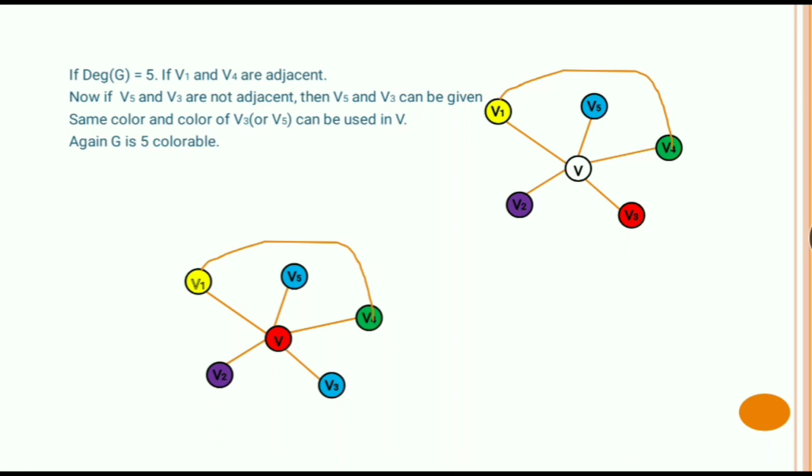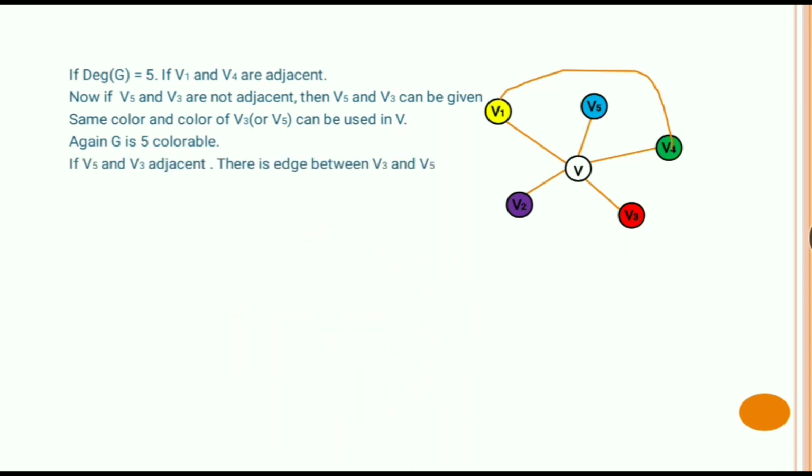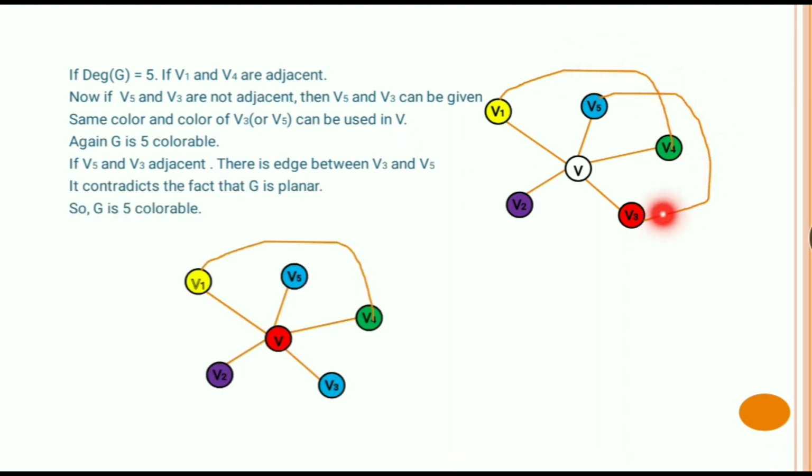But here we were supposing that V3 and V5 are not adjacent. If they are adjacent, that is, if there exists a path from V3 to V5, then what will happen? Then there is an edge between V3 and V5, right? There will be an edge like this, but this edge cuts the previous edge between V1 and V4. So this is a contradiction to planarity. A planar graph doesn't have edges which cut each other, right? So this is a contradiction. So there can't be a path from V3 to V5. So G is 5 colorable.